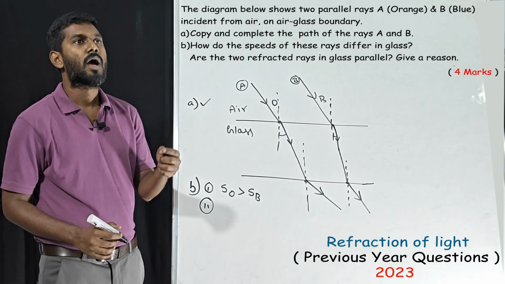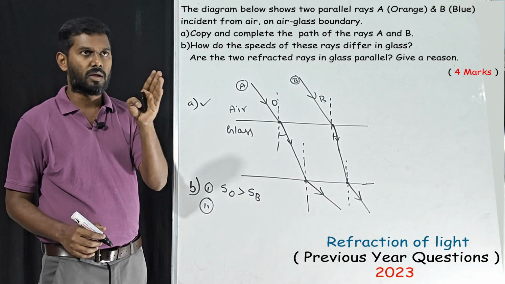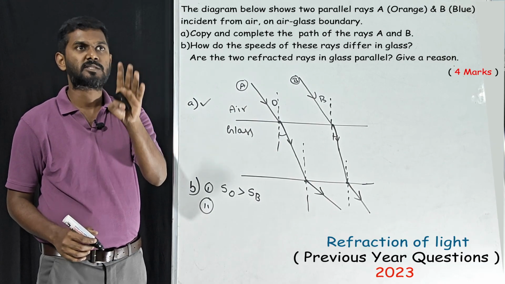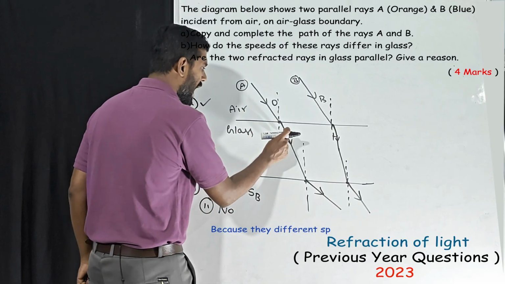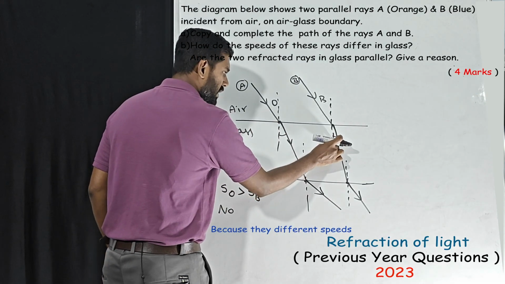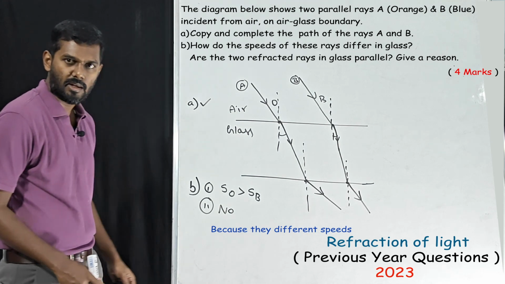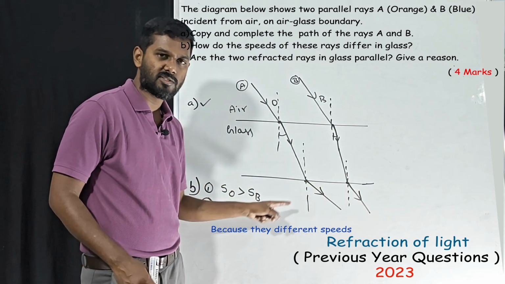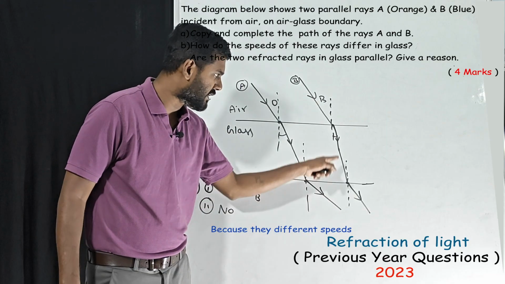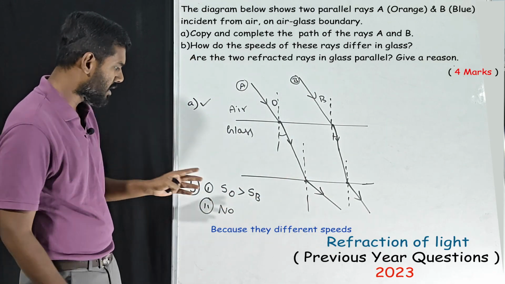Second one, are the two refracted rays in glass parallel? No. What do you mean by parallel? The angle should be equal. If these angles are equal, then these would have been parallel, correct? If you extend, assume this edge of the glass is not there. If you keep on extending it, somewhere they are going to meet, so they are not parallel.